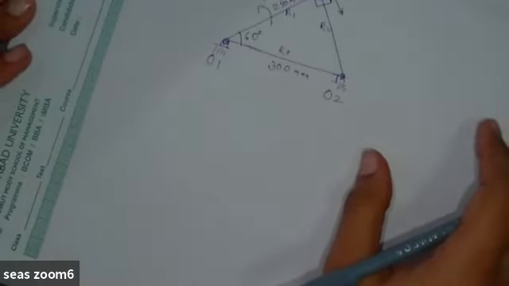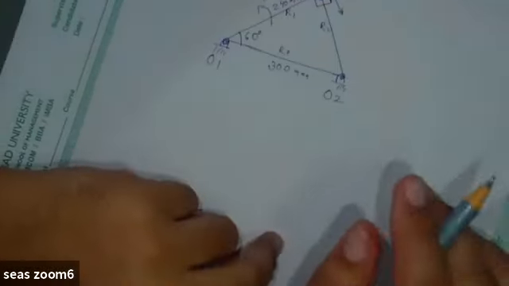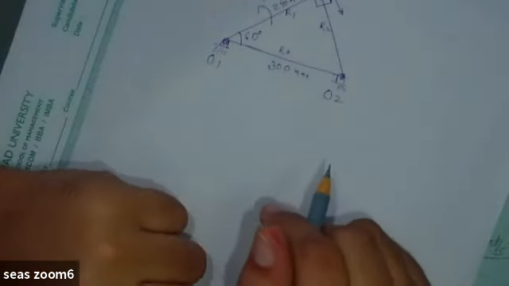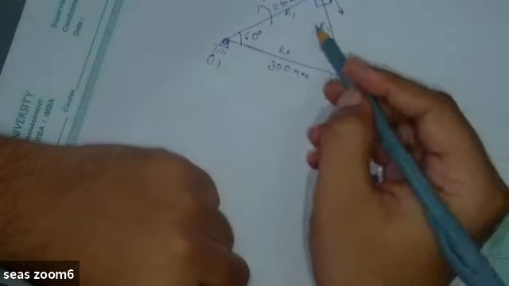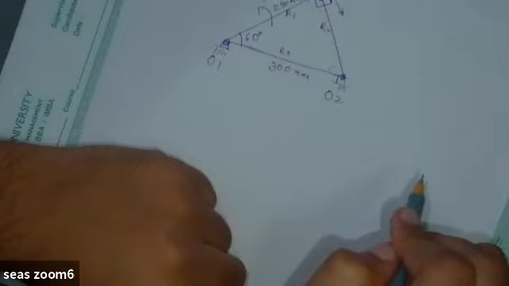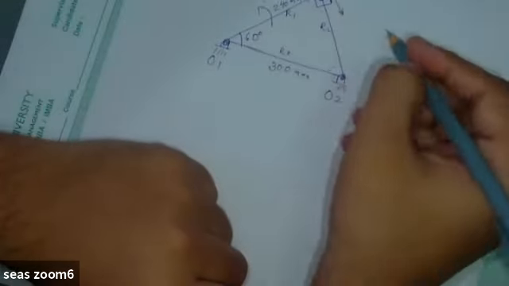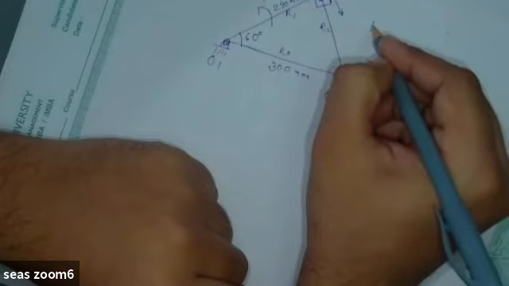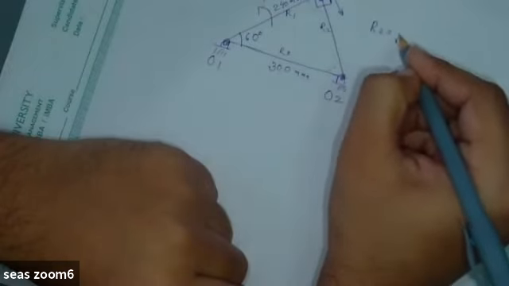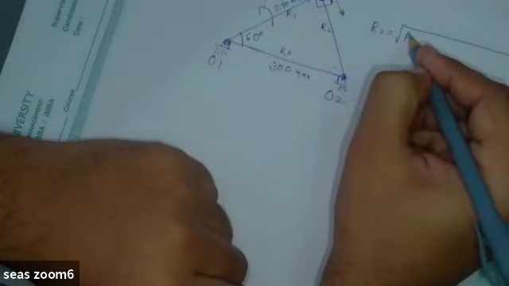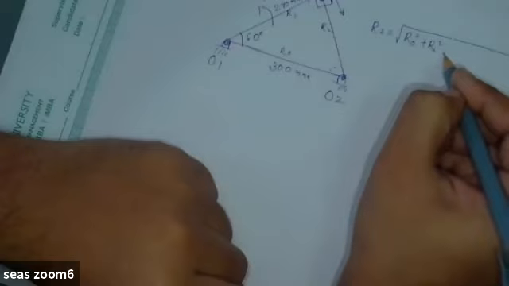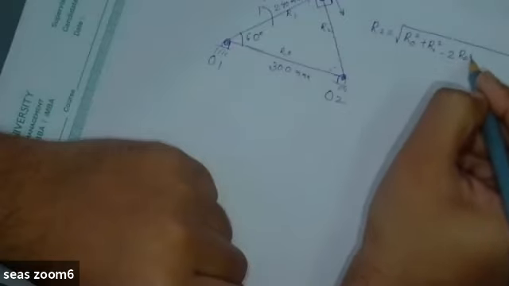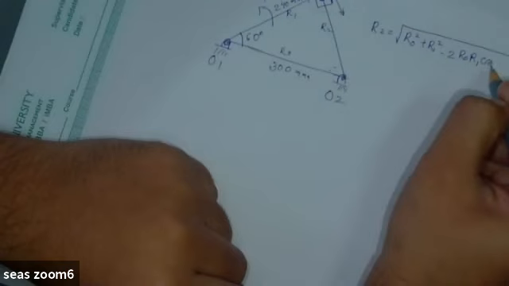In order to do the graphical analysis, we must know all the angles. The first thing to do is position analysis. So we are supposed to know this angle and this angle. We also don't know the length of R2, so first determine the length of R2. R2 can be determined using the cosine rule. R2 squared is R0 squared plus R1 squared minus 2 R0 R1 cos 60.